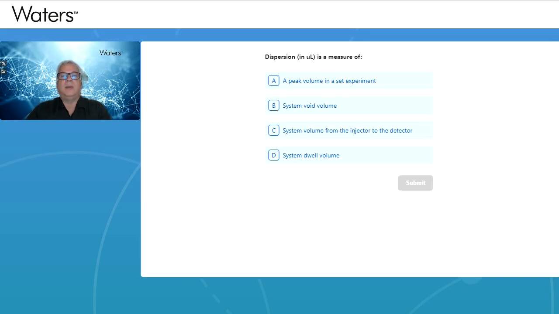Another question: what is the dispersion? Dispersion is a value that we see in microliters, and I would like to know, is it a measurement of a peak volume in a set experiment? Is it a system void volume? Is it the system volume from the injector to the detector? Or is it the same as a system dwell volume? What is dispersion? It's a tough question, but again, I will explain what it is in the next slides.